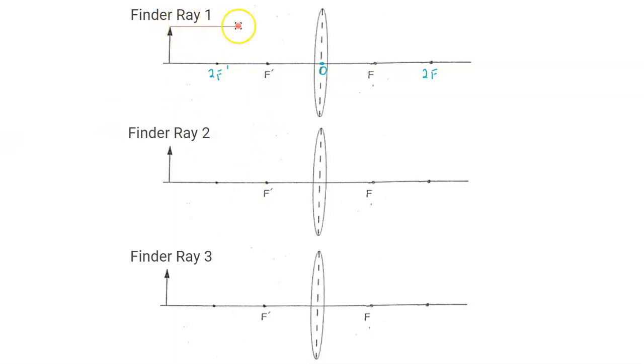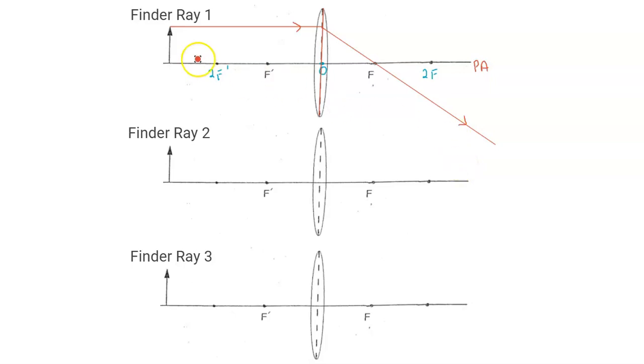Our first one, we're going to go straight parallel to the principal axis. This is still called the principal axis. And we're going to go right to this center line that goes through the optical center there. And then it's going to refract through the focus. So instead of reflecting, it's going to refract. Still goes parallel to the principal axis and then through F, but we're refracting instead of reflecting.